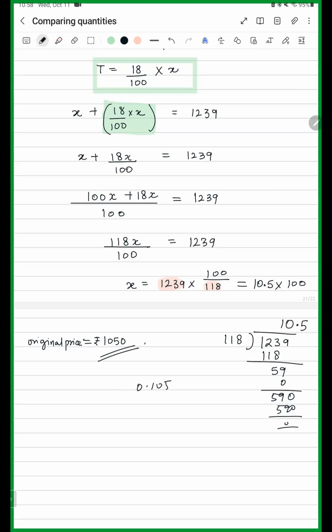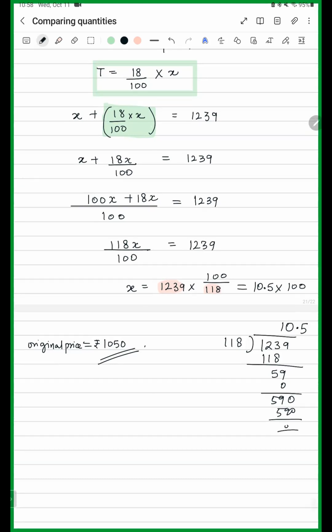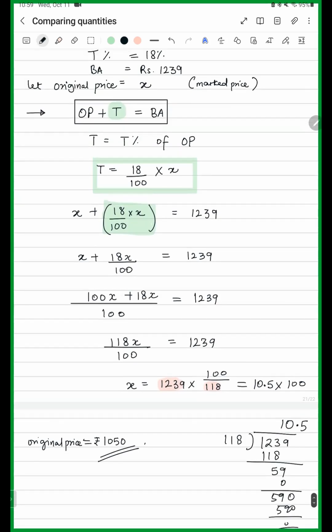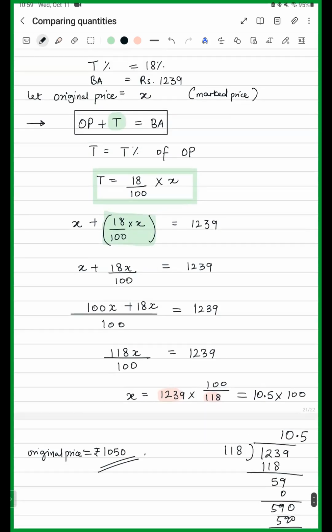Okay. Can you give me 1 minute to write it down? Check the answer at the back also.